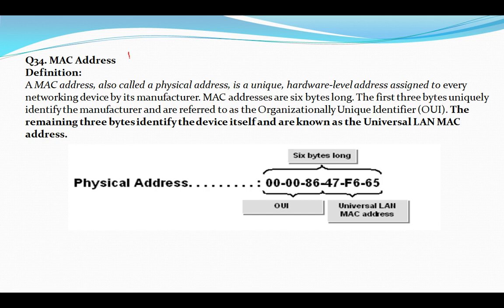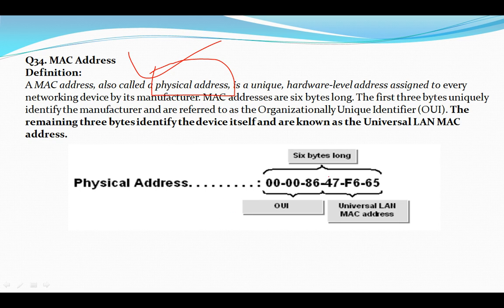Guys, next question is, what is the MAC address? In my previous videos also I have spoken about the MAC address. A MAC address is nothing but the physical address of the hardware, and it is unique. It is given by the manufacturer at the time of manufacturing. The first three bytes uniquely identify the manufacturer.